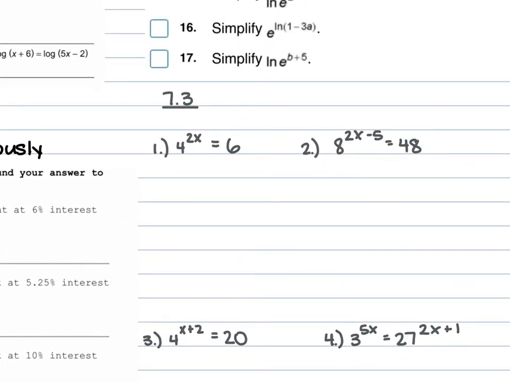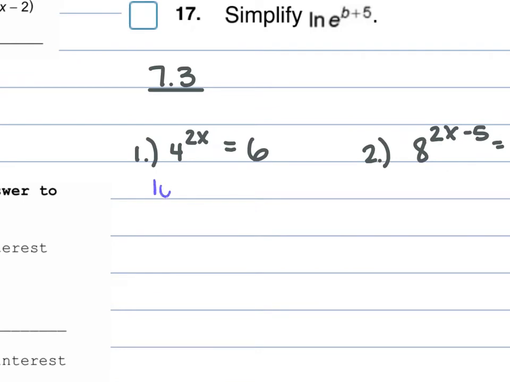So for number 1, we have 4 to the power of 2x is equal to 6. We first want to ask ourselves, can we turn this 4 into something to the power of that this 6 can also be turned into that same base to the power of? The answer is no, so we're going to take the log of both sides. So we're going to start by doing log 4 to the power of 2x is equal to log 6.